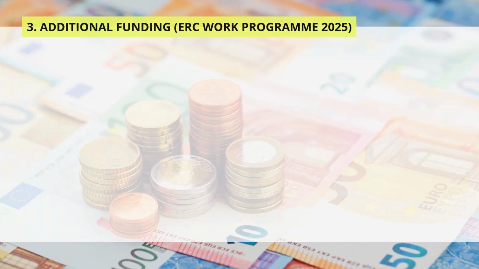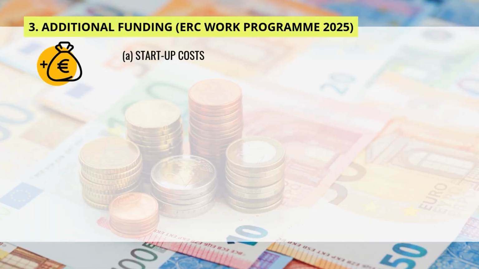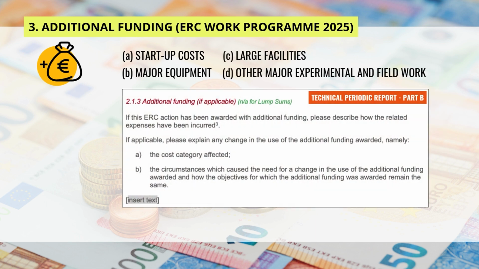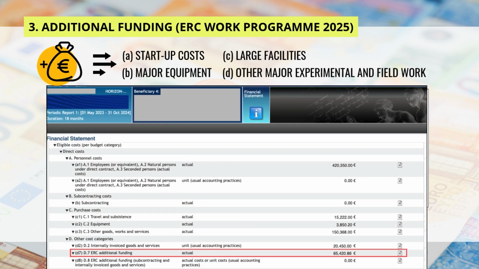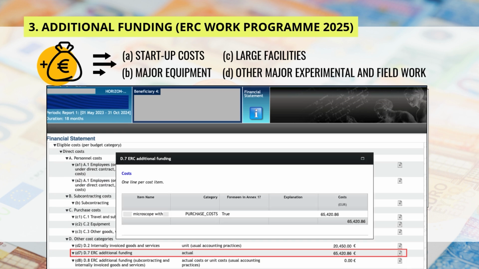If an ERC project receives additional funding, the beneficiary must detail how the related expenses were incurred. Since the additional funding is strictly designated for its approved purpose, grant provider monitors its use to ensure compliance with the grant agreement.